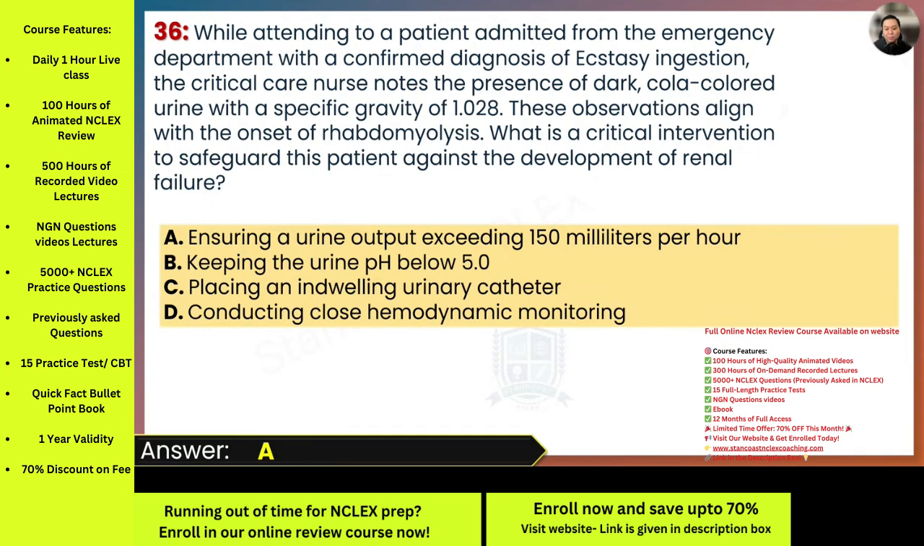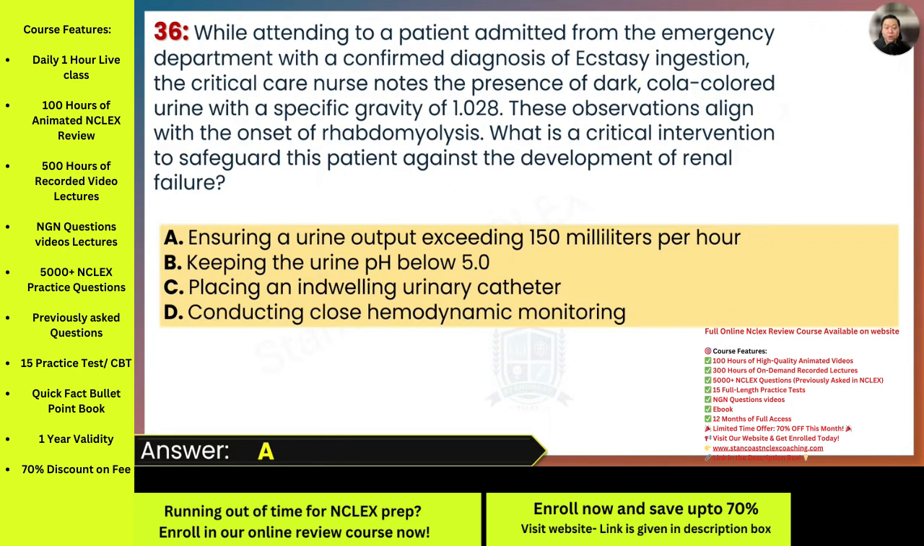Because in rhabdomyolysis, the condition can be triggered by ecstasy ingestion, and this is associated with the breakdown of the muscle tissue. So this can release massive amounts of myoglobin into the bloodstream. Now, the myoglobin is going to be filtered by the kidneys, and this can cause renal failure when it obstructs the renal tubules. So the primary goal in managing the rhabdomyolysis is to prevent the renal failure by maintaining an adequate amount of urine, so to help flush the myoglobin out of the kidneys before it can cause significant damage.